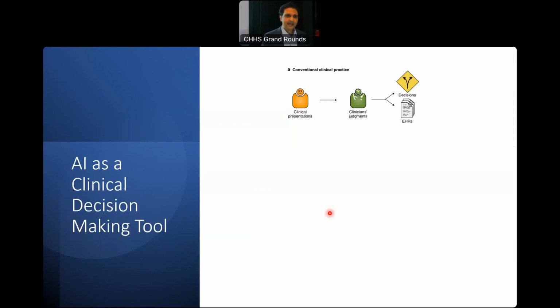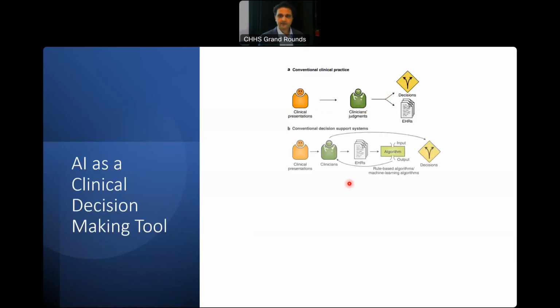Just lastly, AI is a clinical decision tool. So this is what we currently do in hospitals. A patient comes into hospital, we see a clinician, and based on our training, reading of the history, examination and investigations, we come up with a plan and write it in the notes or the digital health record. That's what we're doing currently.